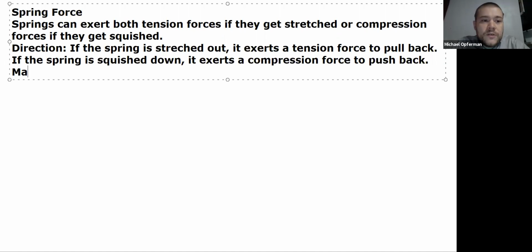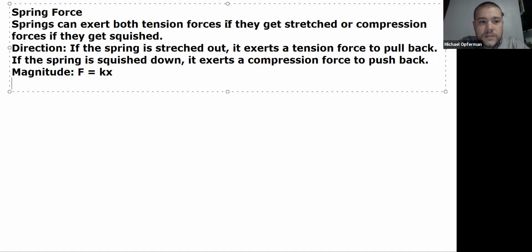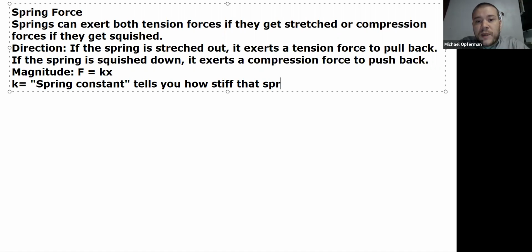When it comes to the magnitude of the spring force, there's a formula for that. There are a few different ways people sometimes write this formula. The way I like to write it is F equals Kx, K times X. So F there is the magnitude of the force. K is referred to as the spring constant of the spring, and this is just a constant value that tells you how stiff that spring is.